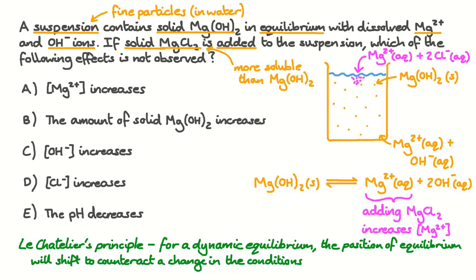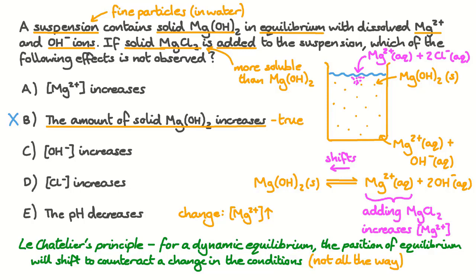Le Chatelier's principle tells us that for a dynamic equilibrium, like that between magnesium hydroxide and its ions in solution, the position of equilibrium will shift to counteract a change in the conditions. In this case, the change is an increase in the concentration of magnesium 2+ ions. The position of equilibrium will shift in favour of magnesium hydroxide. Therefore, by adding magnesium chloride, we would expect the amount of solid magnesium hydroxide to increase. Therefore, this is not a correct answer.